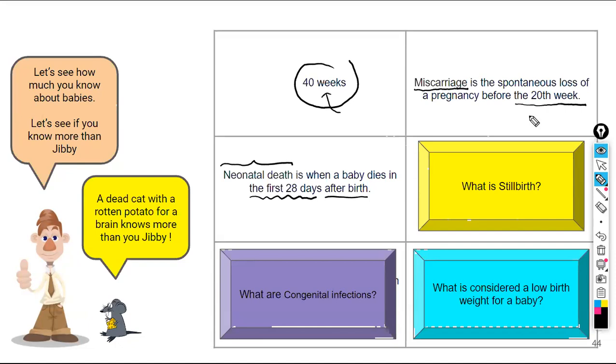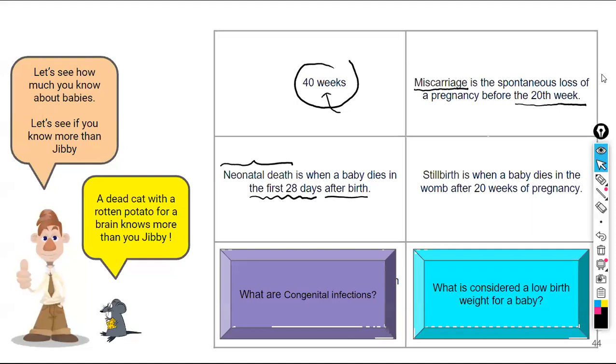Okay, great. Stillbirth. So what is a stillbirth? Let's see. A stillbirth is when a baby dies in the womb. So the baby has not been born as yet, but it's after the 20 weeks of pregnancy. So you all see the slight difference between a miscarriage and a stillbirth. A miscarriage is before the 20th week, and the stillbirth is after the 20th week. So you need to know the medical terms to know the slight differences between the two.